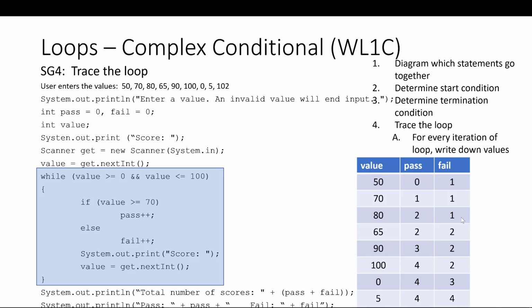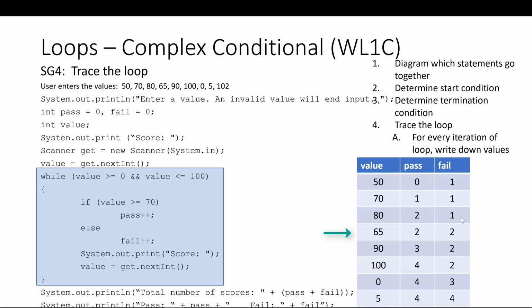We now read in the next value from the user, which is 80. 80 is greater than or equal to 0 and less than 100, so we go into the loop. 80 is greater than or equal to 70, so we increment the pass variable. We read in the next value from the user, which is 65.